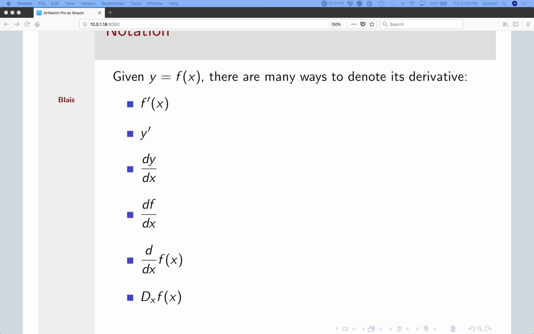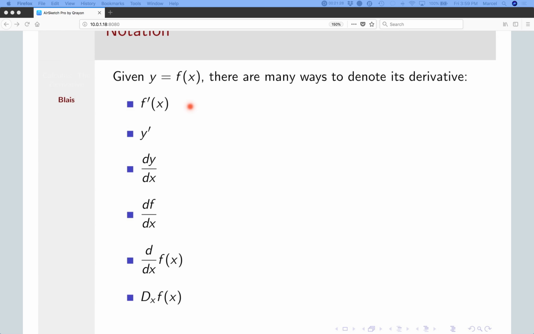That being said, there are some different ways to denote the derivative. This is just notation, and they all mean the same thing. You might look at this and think, why do we need all these different versions of a name for a derivative? f prime of x, y prime, dy dx, df dx, the derivative of f of x with respect to x. Also here, derivative with respect to x of f of x.